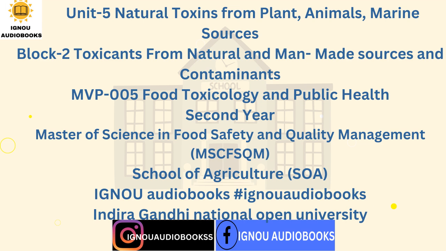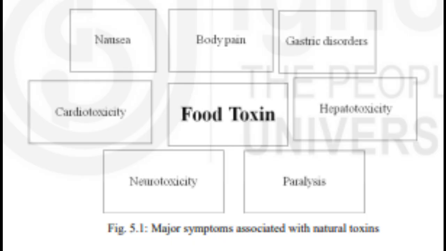The major symptoms produced in the body due to exposure of animals and humans to natural toxins are shown in Fig. 5.1, Major symptoms associated with natural toxins. Look at the screen. These toxins also have pharmacological benefits and may be used as antimicrobial and anti-cancer agents, like the ones obtained from snakes, lizards, leeches, and cone snails. This chapter particularly focuses on the toxins produced by plants, animals, and marine sources.